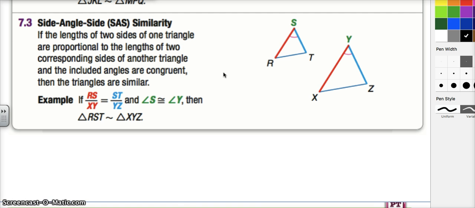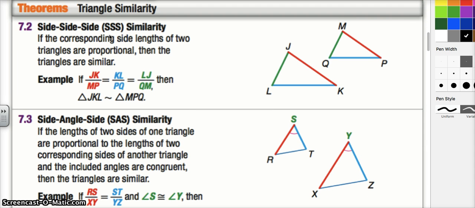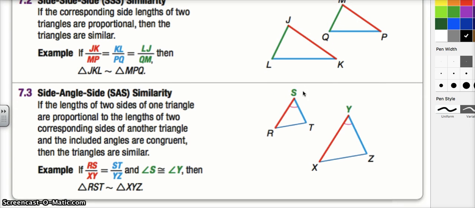7.3 says, hey, you can prove that if two sides are proportional and the interior angle, or the included angle, is congruent, then you've got some similarity. And I think you're feeling the similarity to the congruence theorems, SSS and SAS. We used those back in the day for congruence, right? And now we're using it for similarity. Remember, we're not proving that the sides are congruent, just that the sides are proportional.